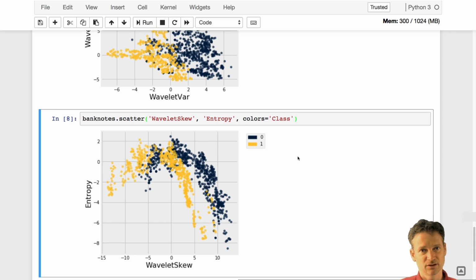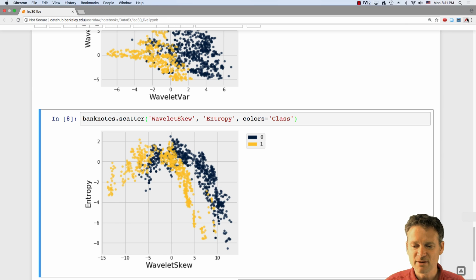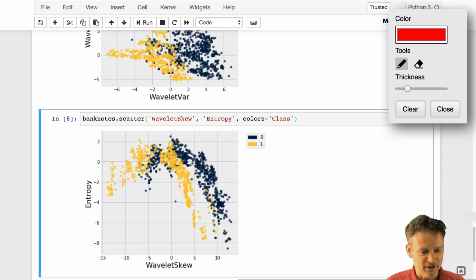Whoa! There's quite a lot of overlap between the blue clump and the yellow clump. And if I had to write a classification rule, I'm not sure what I'd do. Maybe I would draw some kind of line like this and say everything to the right of that line is predicted to be legitimate and everything to the left is predicted to be counterfeit. But gosh, that rule would make a bunch of errors.